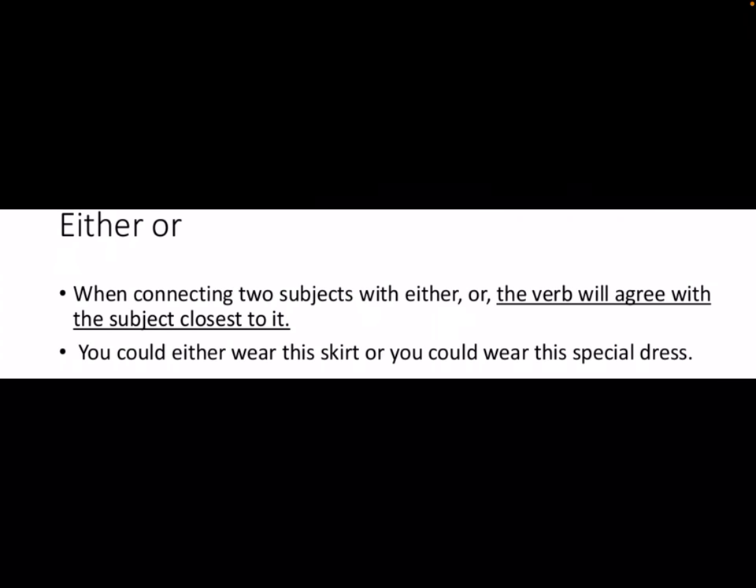Now, either or. When connecting two subjects with either or, the verb will agree with the subject closest to it. You could either, for example, wear the skirt or you can wear the special dress.